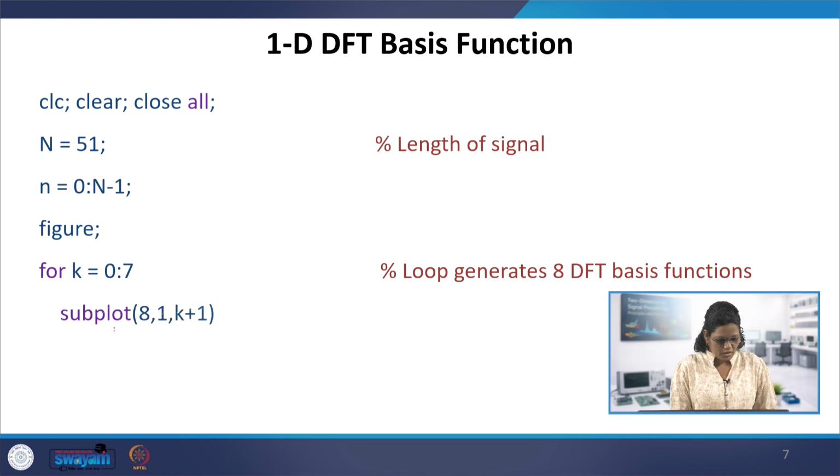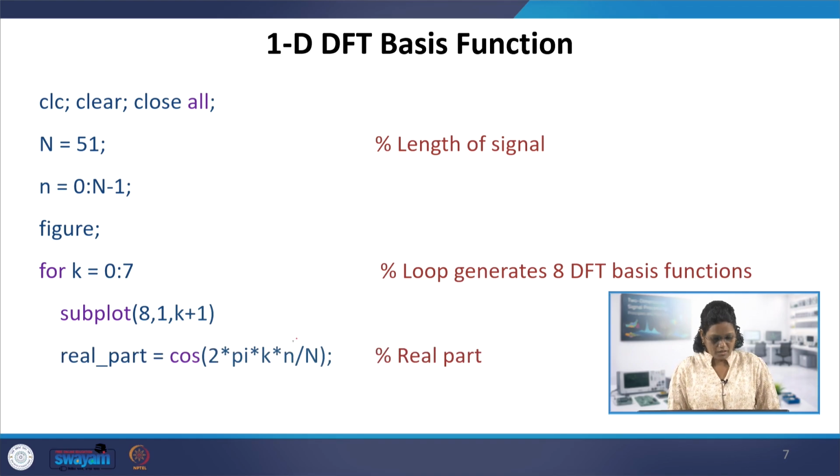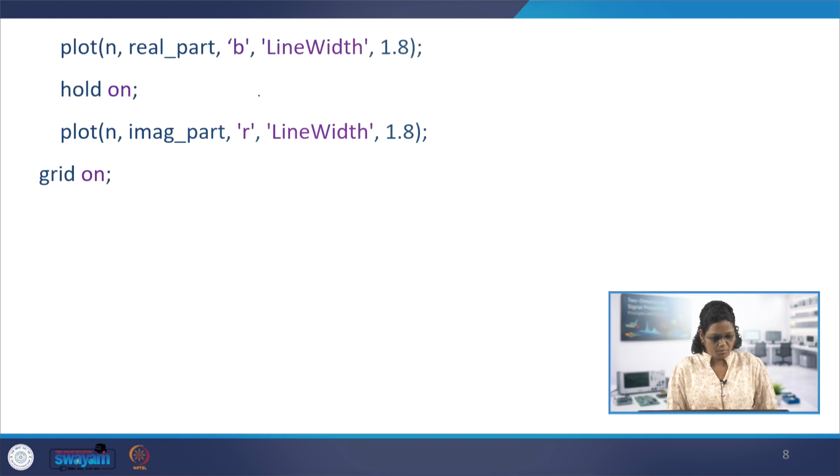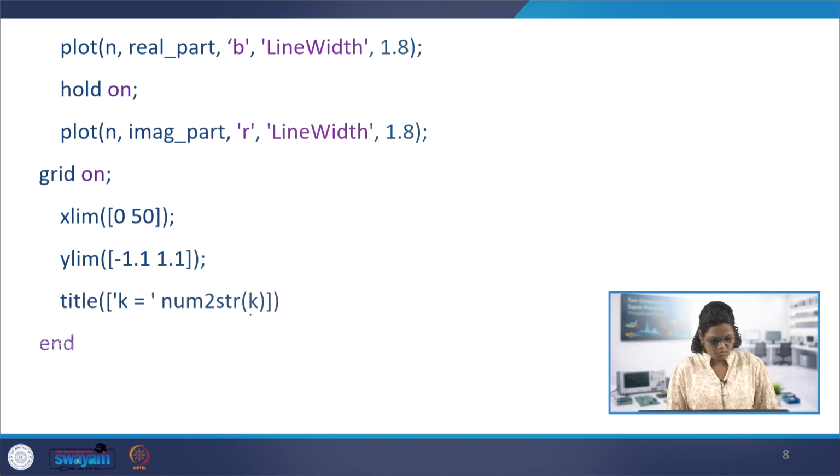If you recall, we generate subplots, where the real part of e power minus j 2 pi k n by N is cos 2 pi k n by N, and the imaginary part is minus sin 2 pi k n by N. We plot the real part separately and the imaginary part separately for the different k values, where N is fixed as 51 and n is varying from 0 to N minus 1. These are the plot properties, the axis limits, and the title. These things don't give much information in this code, but making the plot properties in the code itself is helpful for plotting.